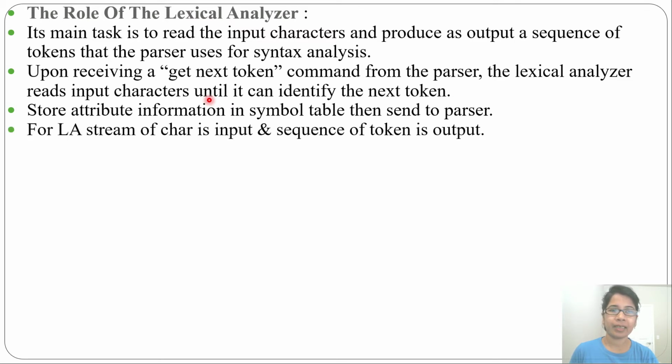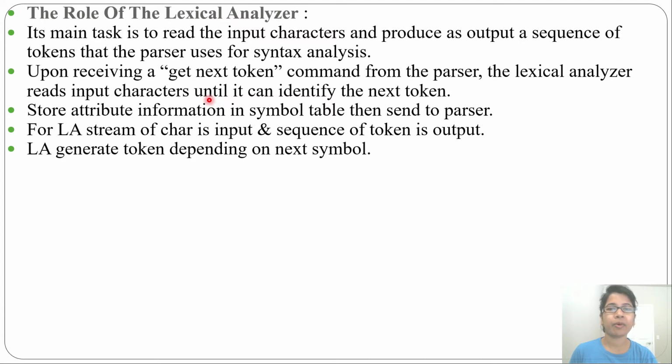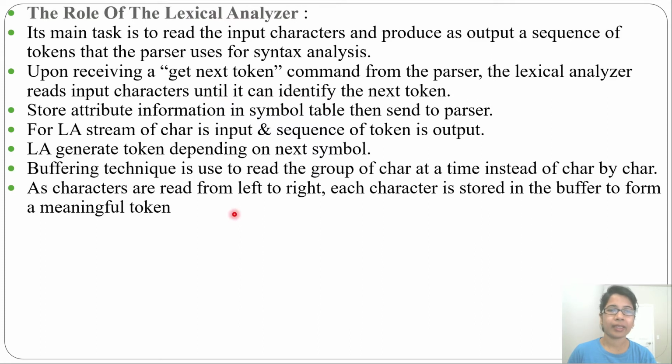Lexical analysis generates the tokens depending on the next character. By seeing a single character, it cannot generate a token. By seeing the next character, it will generate the tokens. Lexical analyzer uses a buffering technique by which it can read a group of characters rather than reading character by character, and all characters are read left to right, as each character is stored in the buffer, to form a meaningful token.